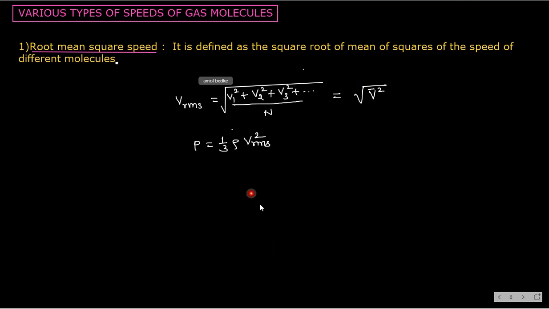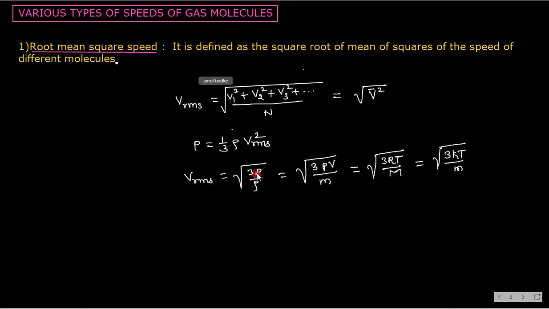Now see, we got this P is equal to 1 by 3 rho Vrms whole square. Now just I am transferring this 3 this side. 3P by rho is equal to Vrms square. See here, 3P by rho. Vrms is equal to what? This 3 went here and rho down under root. Vrms is equal to under root 3P by rho.